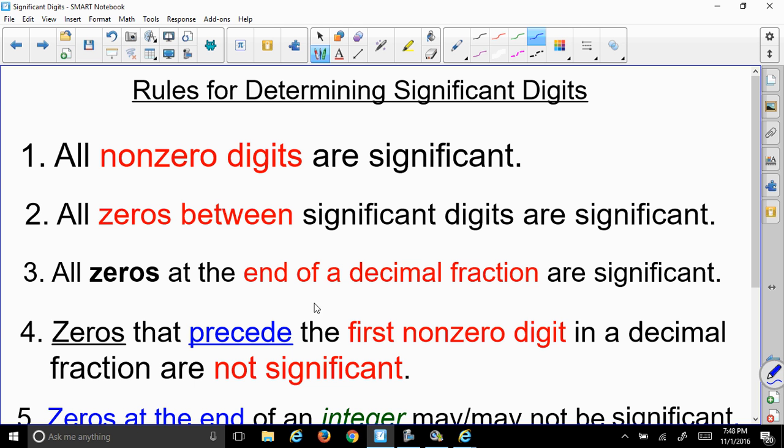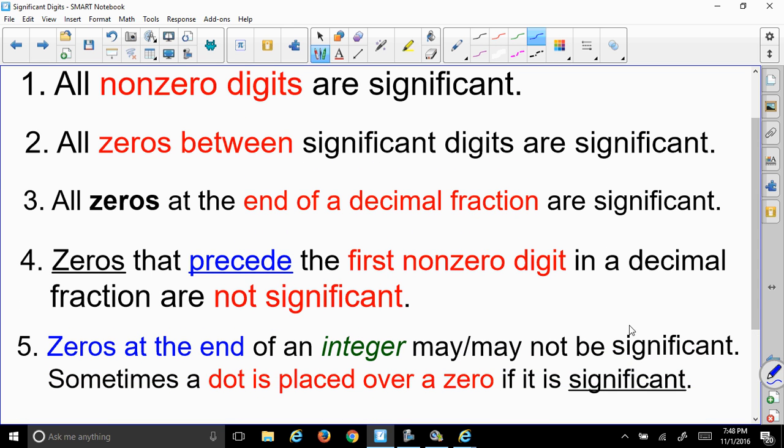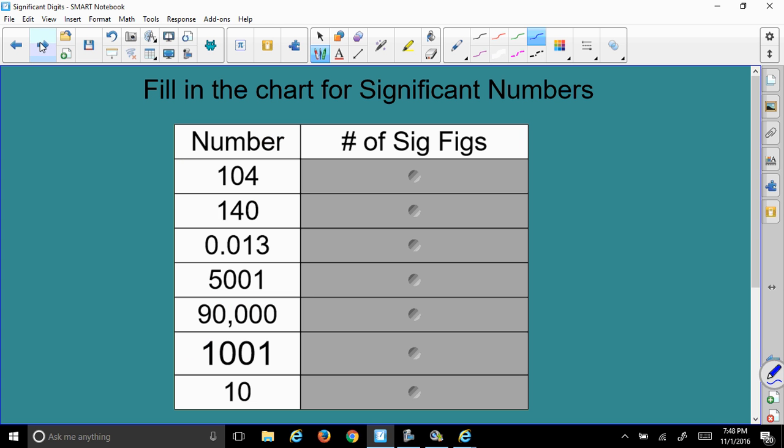And make sure you have a decimal point. Zeros that precede the first non-zero digit in a decimal fraction are not significant. So that means the zeros in the front, they're not significant. And we'll see some examples of that. Zeros at the end of an integer may or may not be significant. That's because sometimes they have a dot placed over the zero and it will be significant. So let's look at some examples, see if you can figure it out.